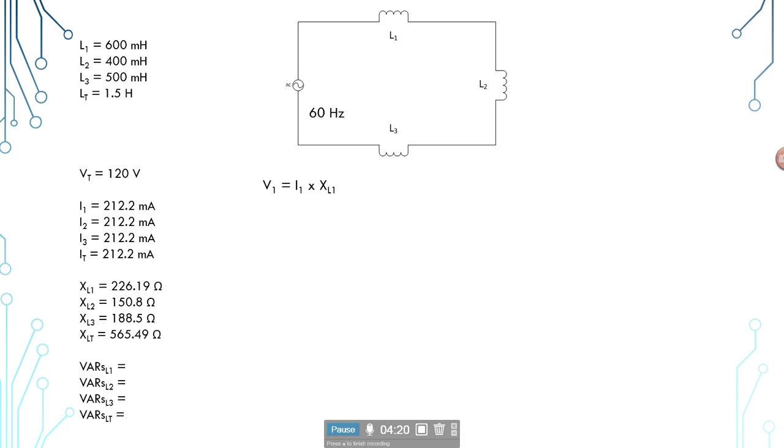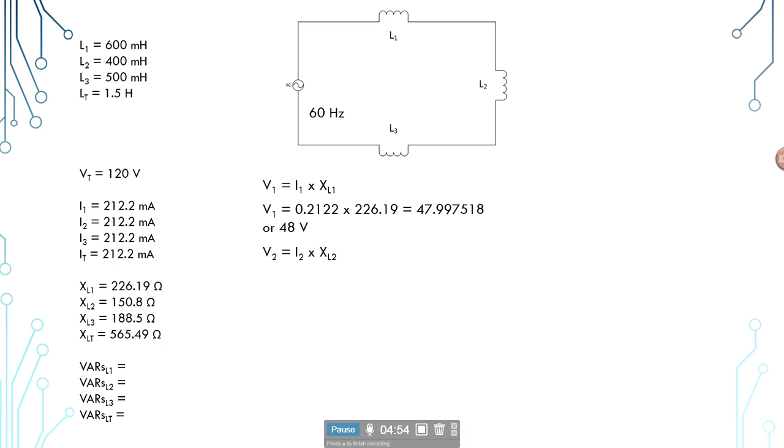Now we're going to be looking for our voltage drops. Our voltage drop at the first inductor is going to be equal, and we're using Ohm's law here, equal to I sub 1 times X sub L1, so the inductive reactance of the first inductor. So our 0.2122 times 226.19 that we calculated just a second ago comes out to be, rounded off, a 48 volt drop on that first inductor.